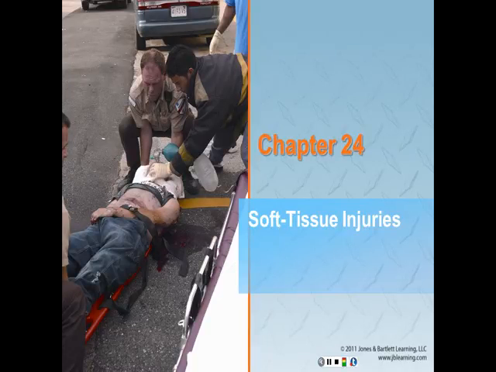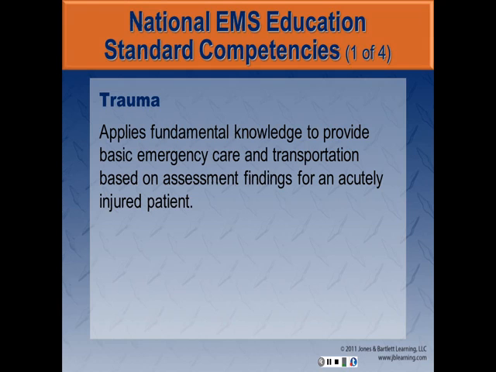After you complete this chapter and related coursework, you will have an understanding of the types of open and closed soft tissue injuries and how to care for these injuries. This includes the use of dressings and bandages, and assessment and care of different types of burns, including thermal, chemical, and electrical burns.